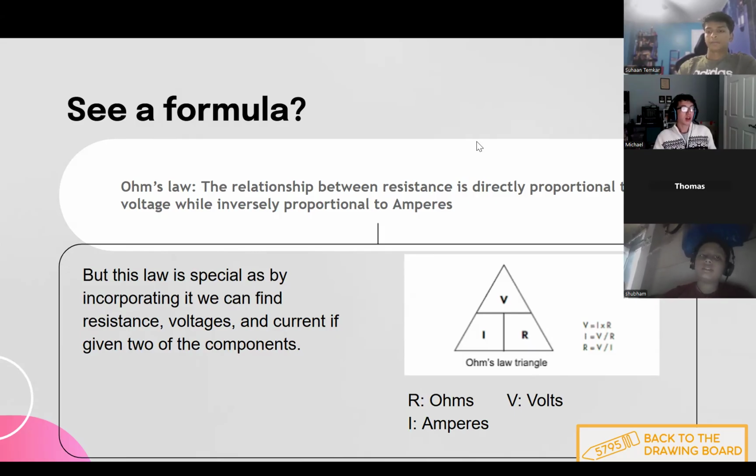We have the equation listed three different ways in the bottom right corner. Voltage equals current times resistance. Current equals voltage over resistance, or resistance equals voltage divided by current. All three of these equations are equivalent. Using any two of our components, we can find the third one using Ohm's law. This is how we design circuits. So it's a very, very important law.